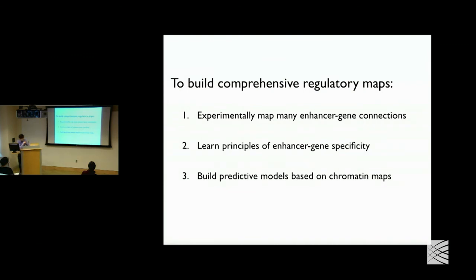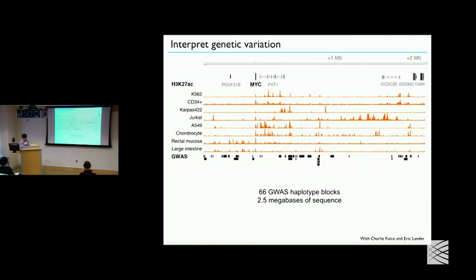So in the last few minutes, I'd like to show an example of using and applying this model to interpret non-coding genetic variation associated with disease. I've showed you an example in a particular cell type, and we'll go back and look at this locus one more time.